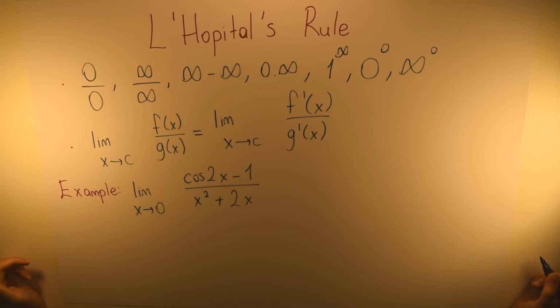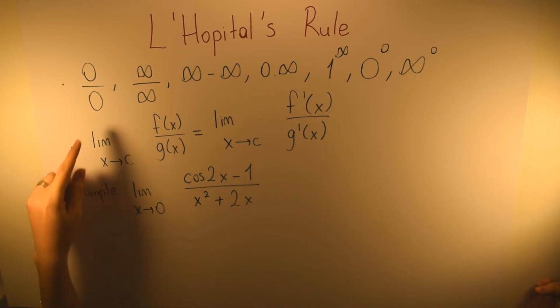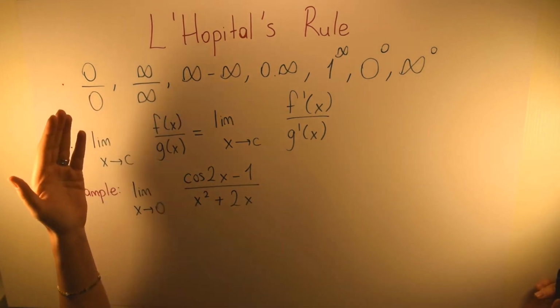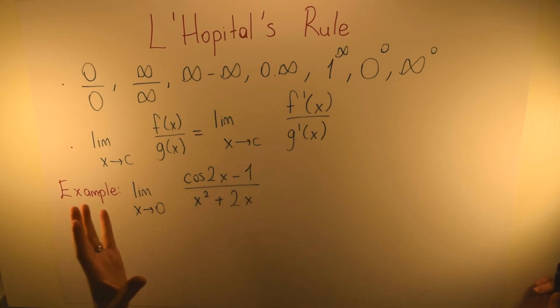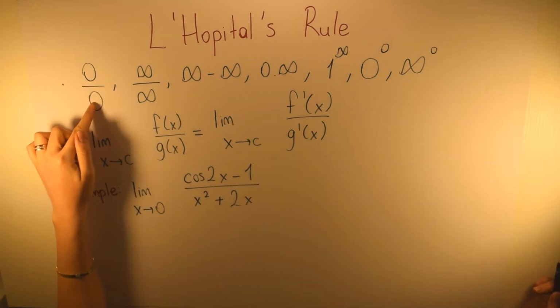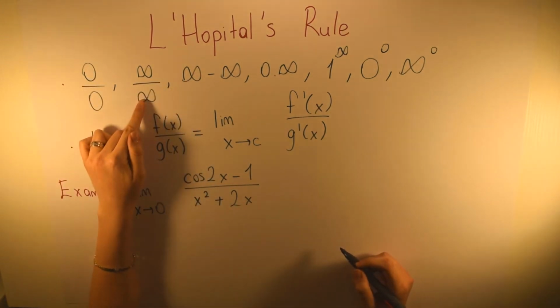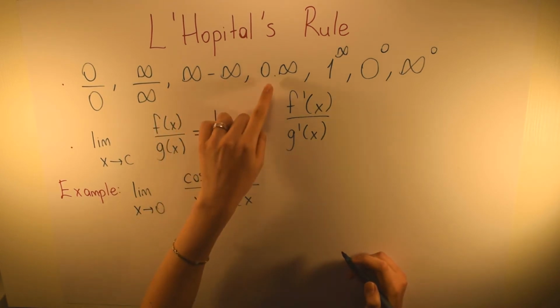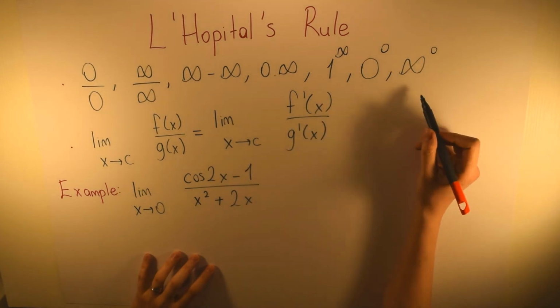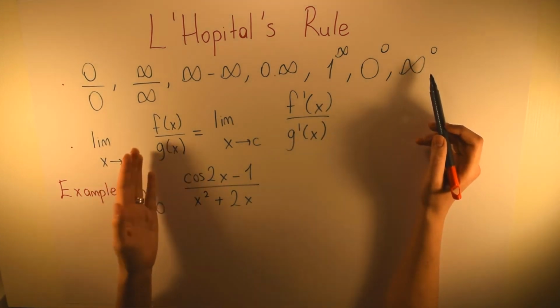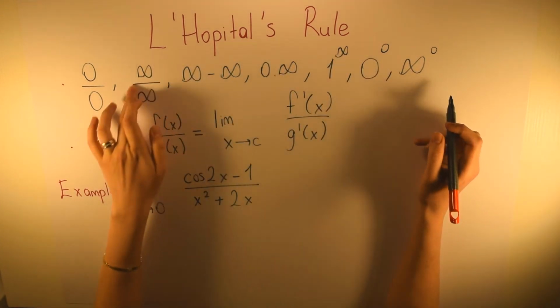Now we came to one of the most famous rules, L'Hopital's rule. This rule is basically applying derivatives to limit problems when we have indeterminate forms like 0 over 0, infinity over infinity, infinity minus infinity, 0 times infinity, 1 over infinity, infinity over 0. So we are unable to evaluate these values, right?